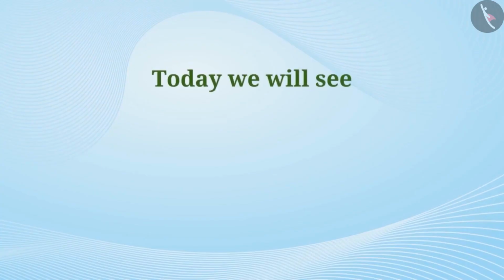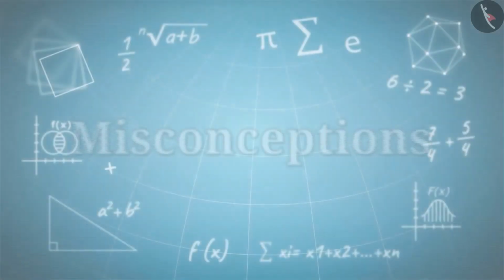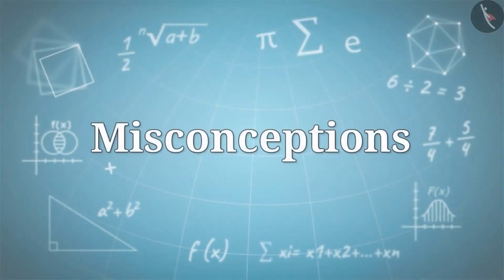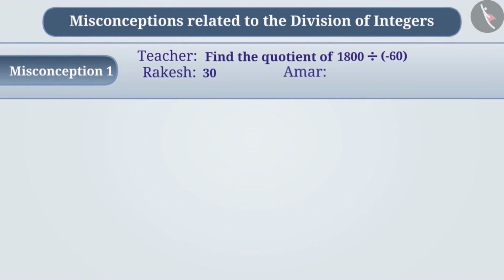Today we will see certain misconceptions related to division of integers. Misconception 1. The teacher asked the children to find the quotient of 1800 divided by minus 60. Rakesh solved it first. His answer was 30. After some time, Amar replied minus 30. Can you tell me who is right?